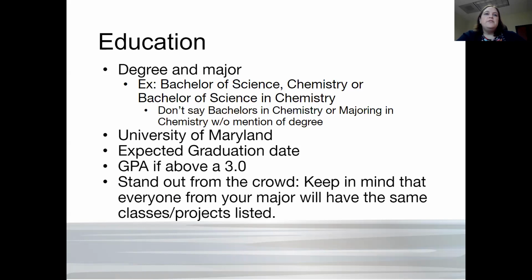GPA. If you have a GPA above 3.0, definitely list it. That doesn't mean that you can't list it if it's under a 3.0, of course. But if it's above a 3.0, that's great. You worked hard for that. List it. Make sure they know. If you're applying to a position that requires you to list your GPA, no matter what it is, of course, you're going to list it on your resume. It'll make it easier for them to find.